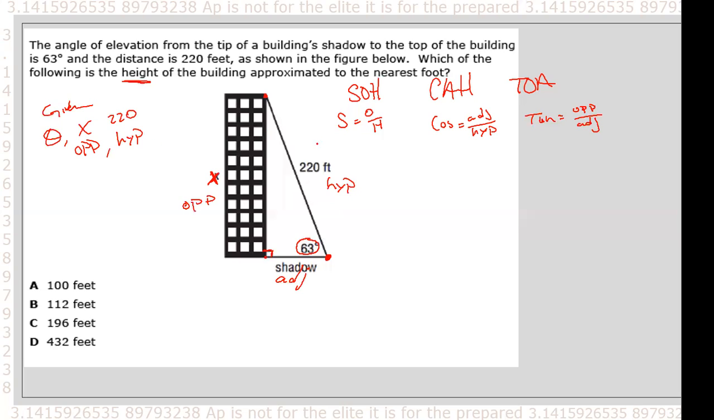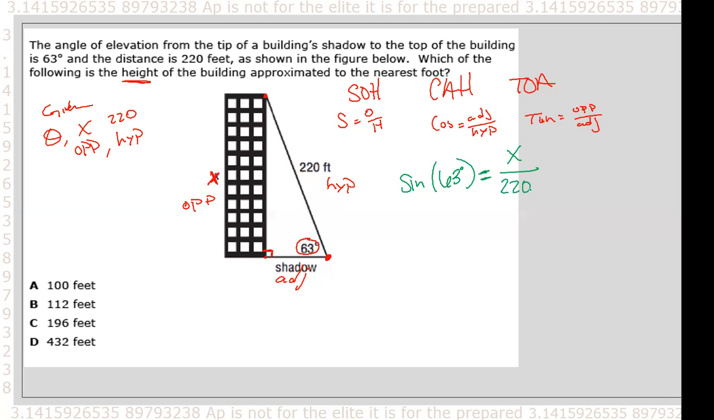Which one of these three functions can we use: sine, cosine, or tangent? Hopefully you notice that when we have opposite and hypotenuse, we can use the function of sine. Let me get the marker. So we have sine of the given angle, 63 degrees, is equal to the opposite, which we don't know, so we're going to call that x, which is what we want to find, over the hypotenuse, which is 220 feet.